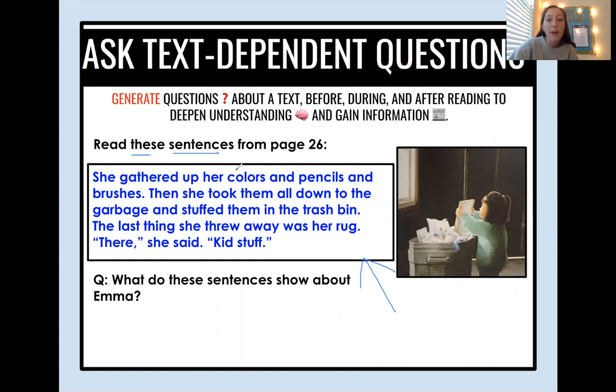She gathered up her colors and pencils and brushes. Then she took them all down to the garbage and stuffed them in the trash bin. The last thing she threw away was her rug. There, she said, kid stuff.